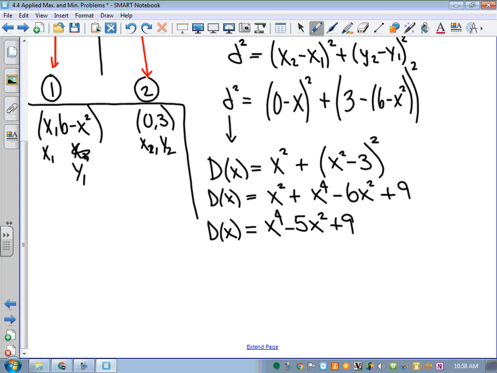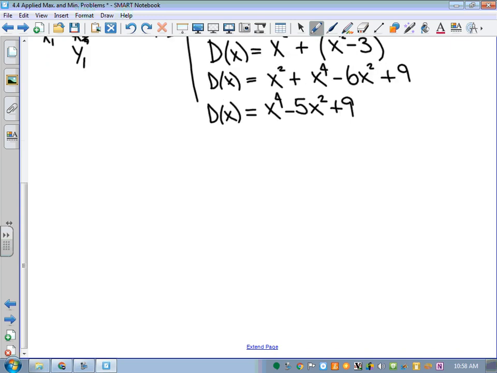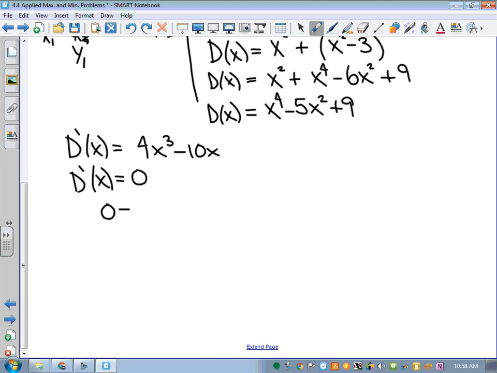All right, from here, we are going to take the derivative. So I'm going to find D prime of x, which is 4x cubed minus 10x. And then I'm going to set D prime of x equal to 0 and solve. So if 0 is equal to 4x cubed minus 10x, we can say that 0 is equal to x times, all right, 4x squared minus 10. This is up to you whether you manipulate it like this or not. There's a couple different ways of doing this, but we're going to get a few critical numbers.